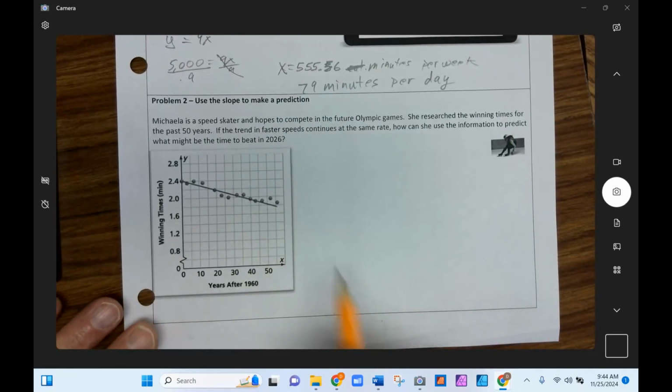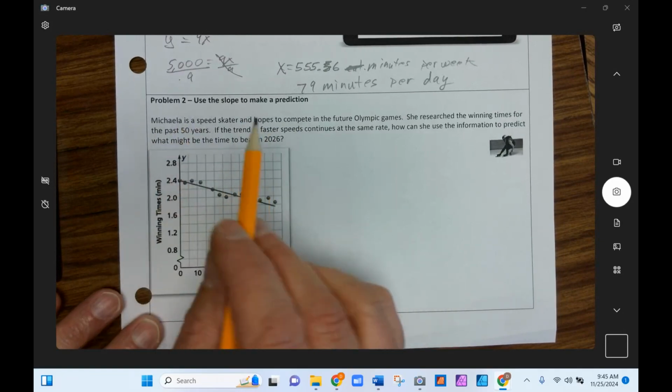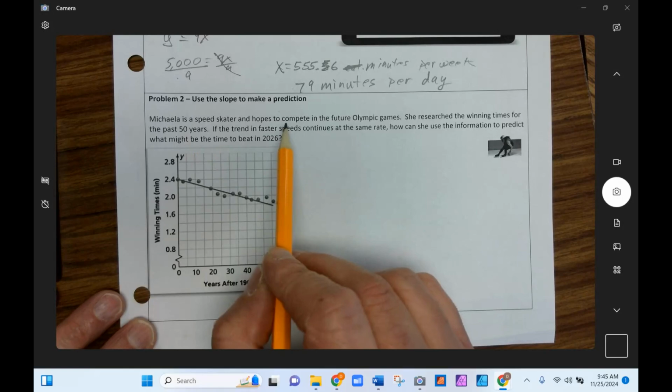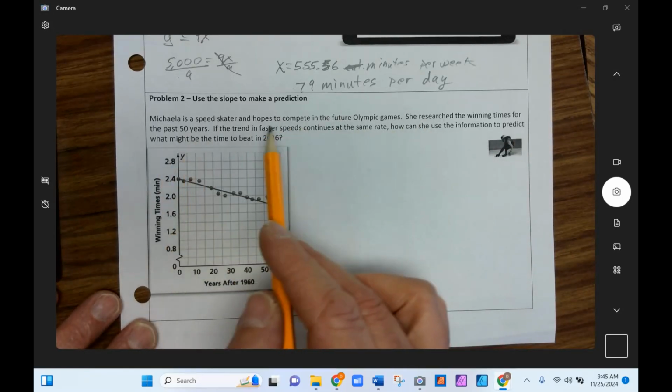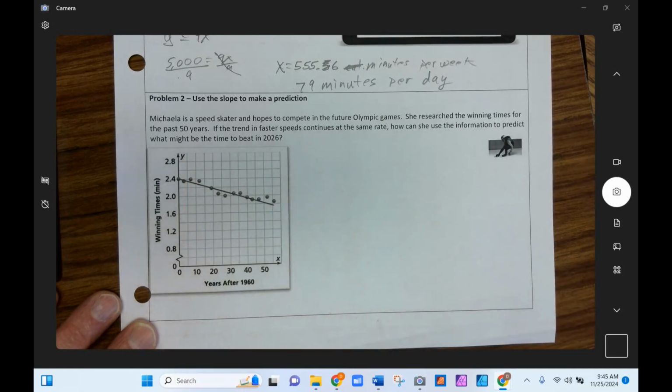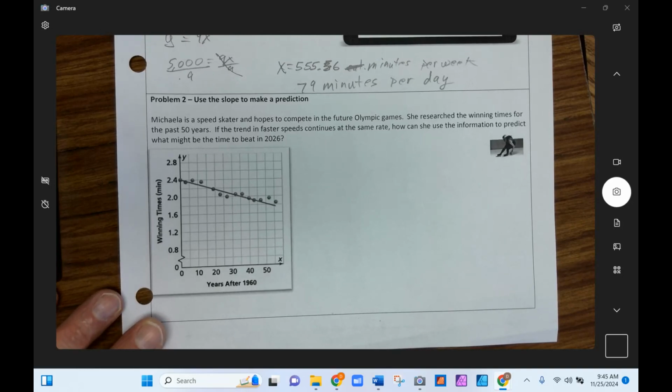We have Michaela. I didn't think anybody's actually a speed skater, so I just left Michaela in. Speed skater hopes to compete in the future Olympic Games. She researched the winning times for the past 50 years. If the trend in faster speeds continues at the same rate, how can she use the information to predict what might be the time to beat in 2026?